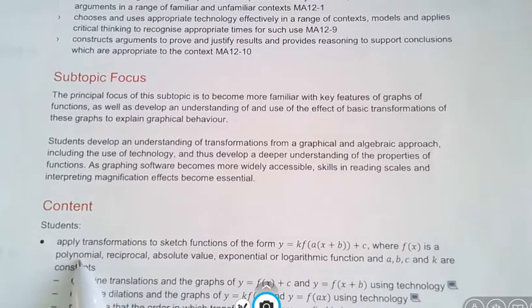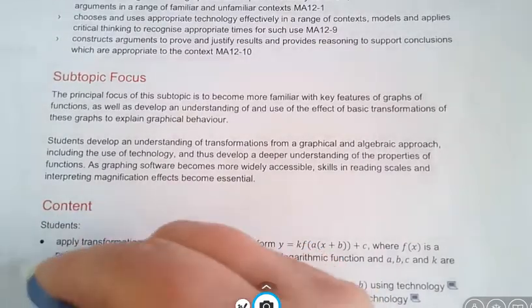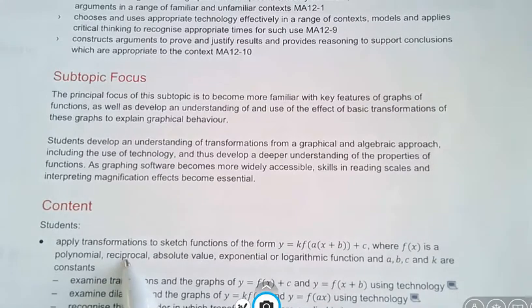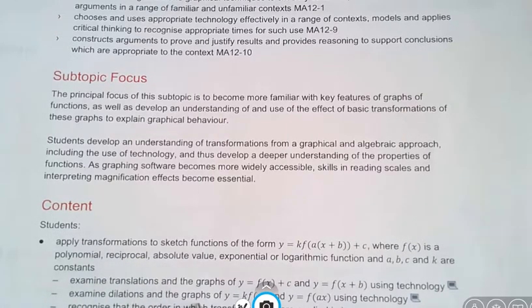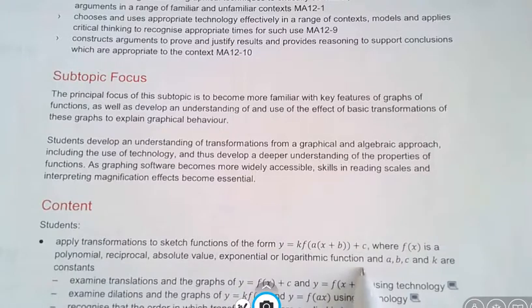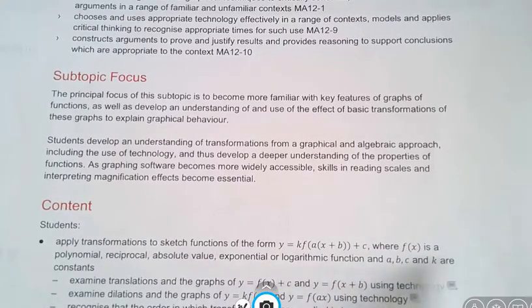A polynomial, which is, polynomial. Reciprocal, which is 1 over x types. Reciprocal functions are like 1 over x. They're hyperbolas. Absolute value functions, v's. Remember we did some of those last year. Exponential functions we did towards the end of last year. And logarithmic functions we also did towards the end of last year.